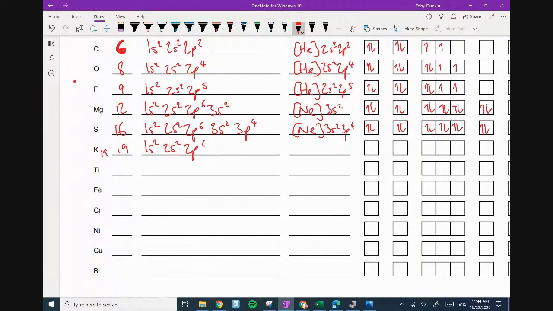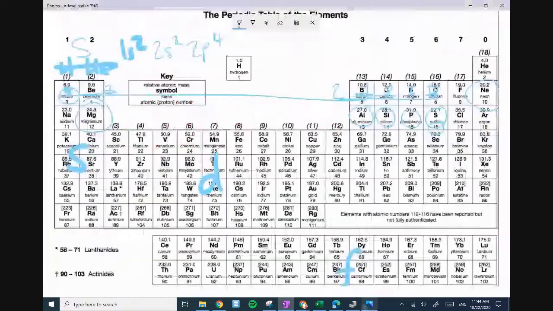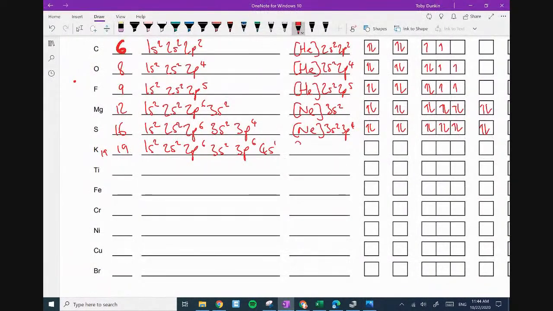p block, 2p6, back to the beginning, 3s2, skip to the p block, 3p6, and then 4s1. Now we've got a new noble gas. We're now at the argon because potassium's previous noble gas is argon. This now becomes argon, so this becomes 4s1.